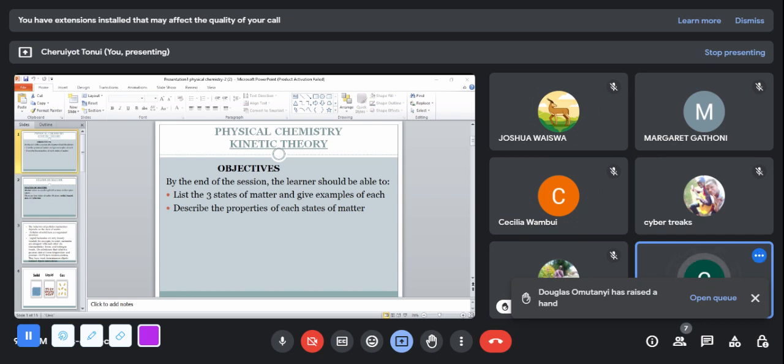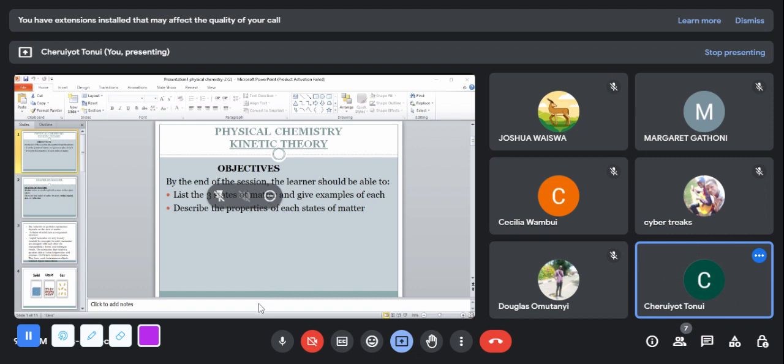So in kinetic theory, we have two objectives which you should be able to learn. The first one, you should be able to list the three states of matter and give examples of each. And number two, you should be able to describe the properties of each state of matter.